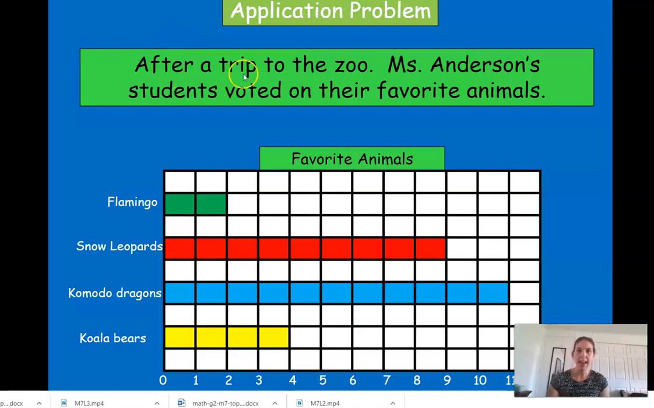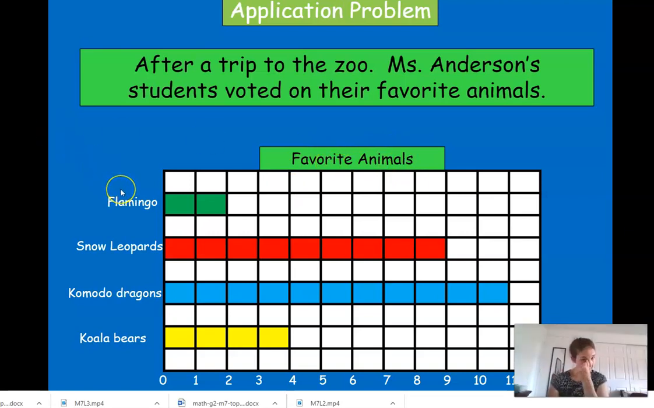Now, after a trip to the zoo, Mrs. Anderson's students voted on their favorite animals. So this bar graph has the title here, Favorite Animals. Where did they get that title from? Right here. This is the topic. Your title is kind of the same thing as your topic of your chart. So all the information of this bar graph is about favorite animals. So that is a great title, Favorite Animals.